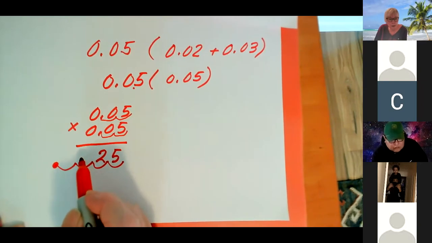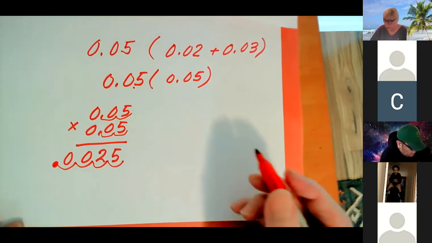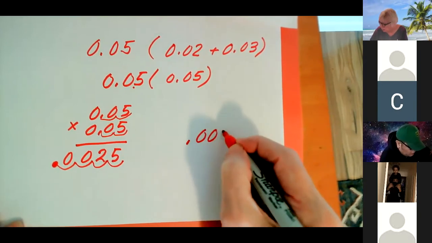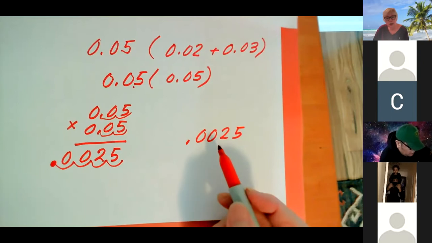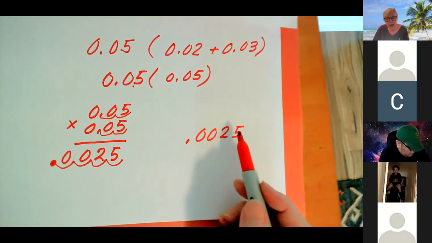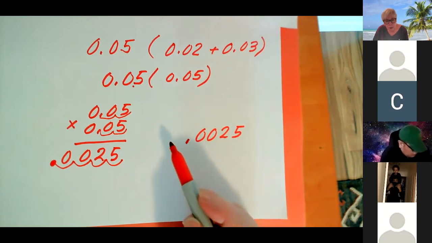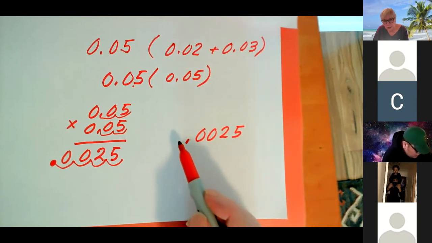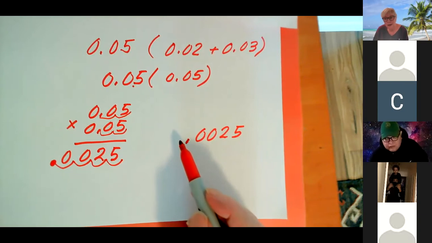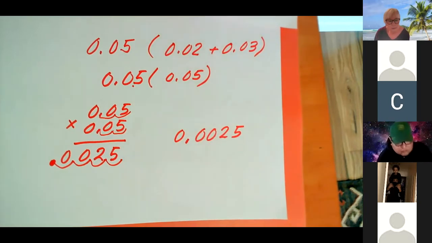Notice I had no number here or here, so I have to insert decimal point 0025. So this is tenths, hundredths, thousandths, 10,000ths. So this would be 25 10,000ths. Are we perfect yet? We're not perfect yet. What do we want? A 0. Good job. A 0. How's that?